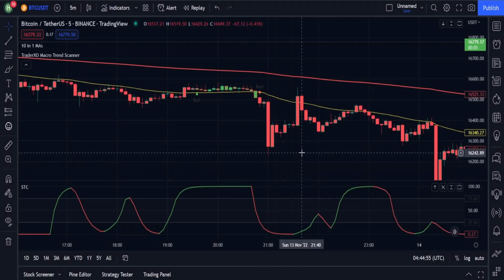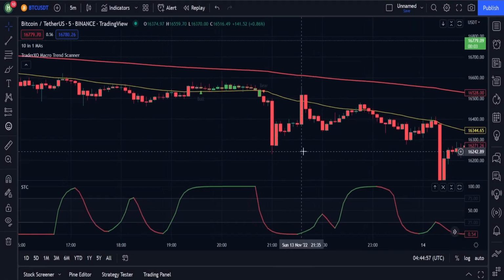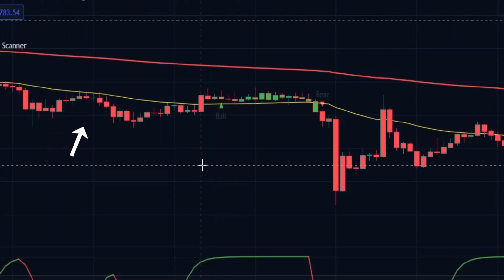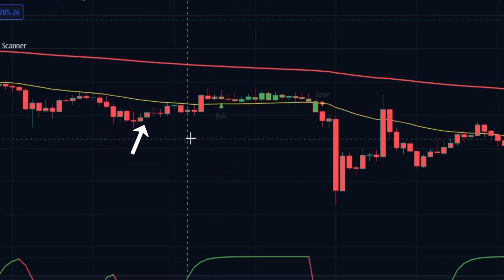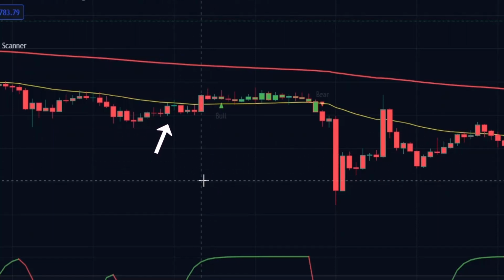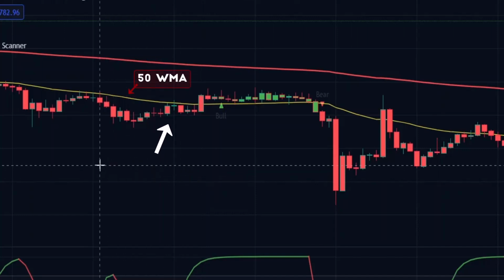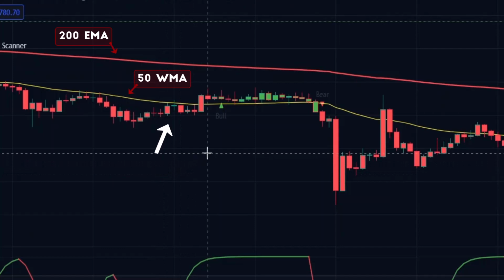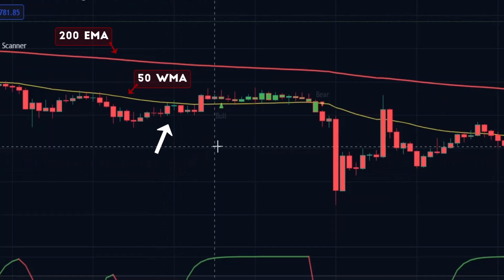So the rules for entering a sell trade are as follows. First, the price action needs to be moving below the moving averages. It needs to be below these 2 lines, exactly like it is here. Second, the 50 WMA must be below the 200 EMA. In simple words, in our case, the yellow line must be below the red line.